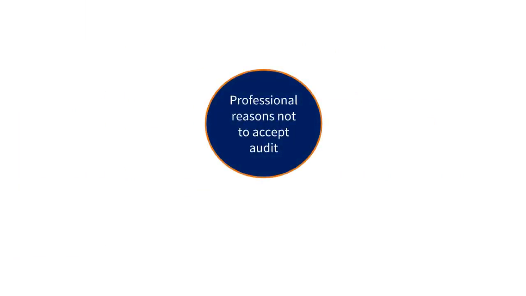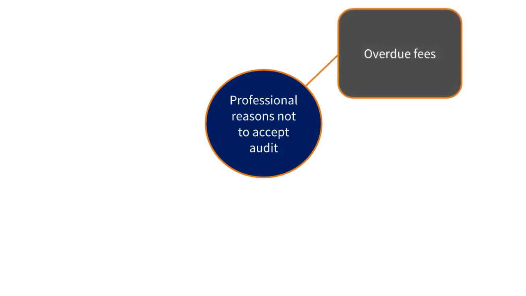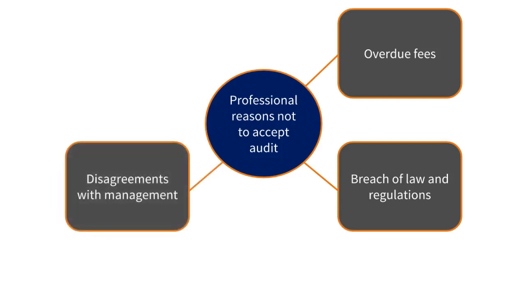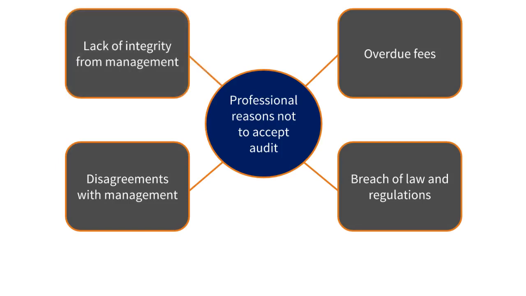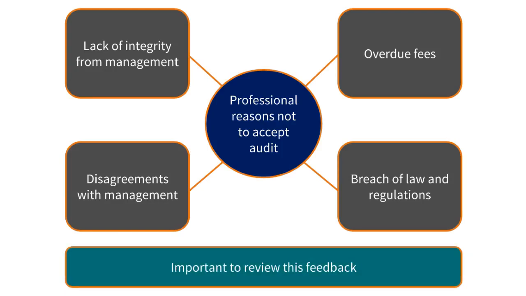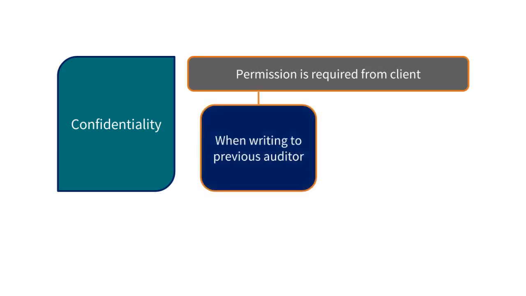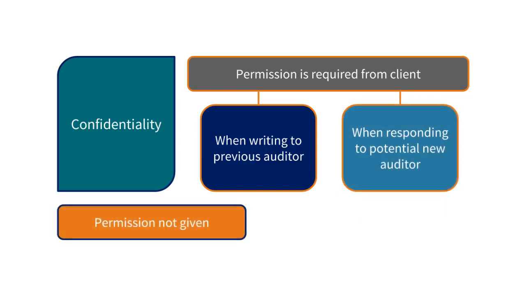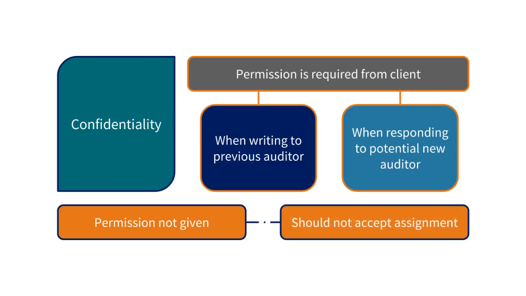Professional reasons not to accept may include overdue fees still owing to the previous auditors, breach of law and regulations discovered by the previous auditors, disagreements with management during that audit, and a lack of integrity from management which may affect the auditor's reputation. It is important to review this feedback to ensure a client is not accepted who may risk causing the audit firm to act unethically or unprofessionally. This feedback affects confidentiality as it is discussing client information with a third party. Therefore, permission is needed from the client to write to the previous auditors, and the previous auditors must also get permission in order to respond. If permission is not given, it is unlikely that an audit firm would feel comfortable continuing with this assignment.